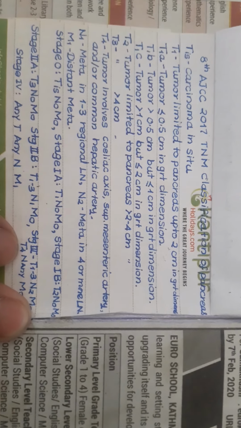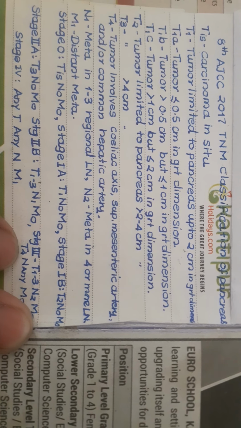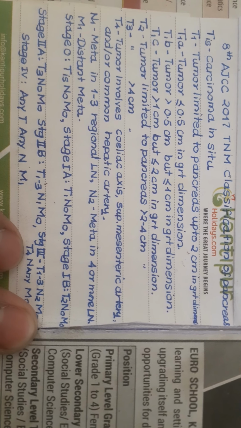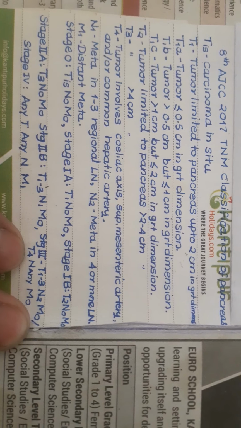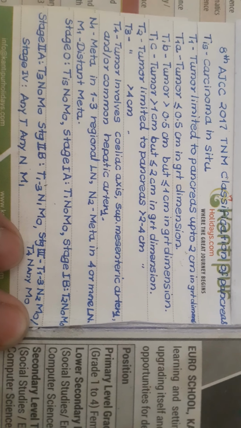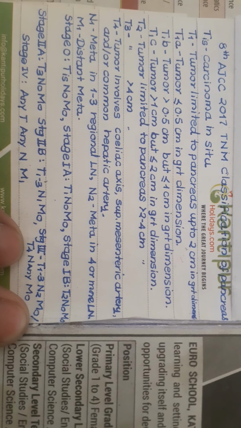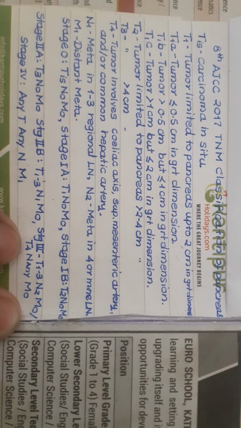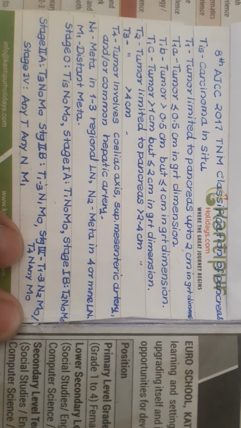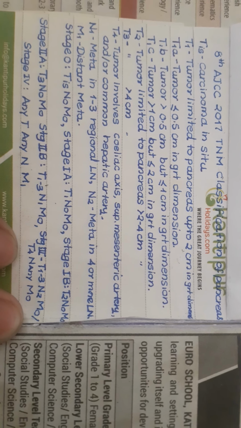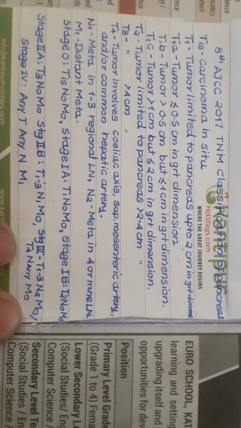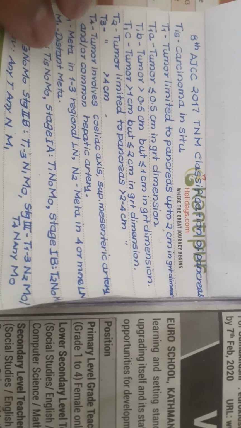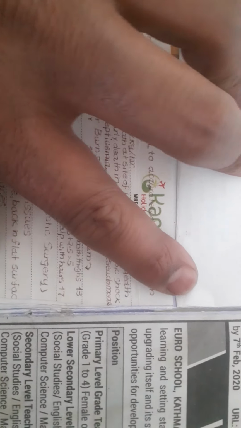Stage 0 is Tis, N0, M0. Stage 1A: T1 and N0, M0. Stage 1B: T2 and N0, M0. Stage 2A: T3 and N0, M0. Stage 2B: T1 to 3 and N1, M0. Stage 3: T1 to 3 and N2, or T4 and any N, M0. Stage 4: any T, any N, M1. Okay, this is 11. Now 12.